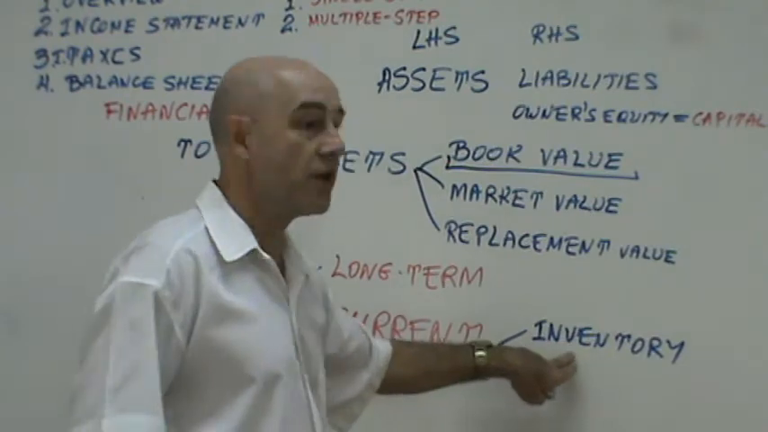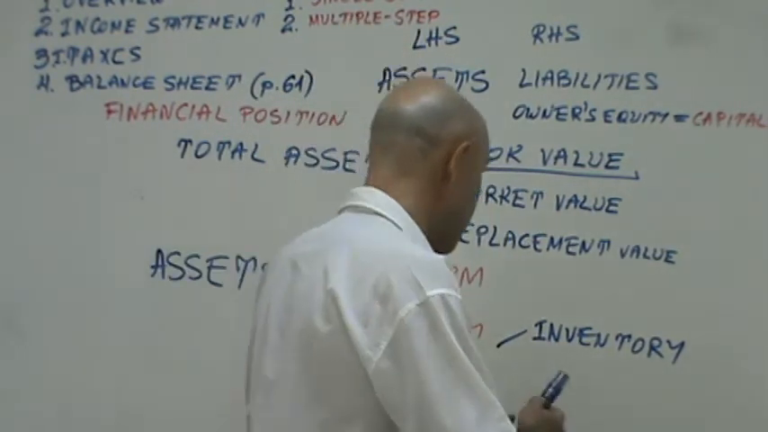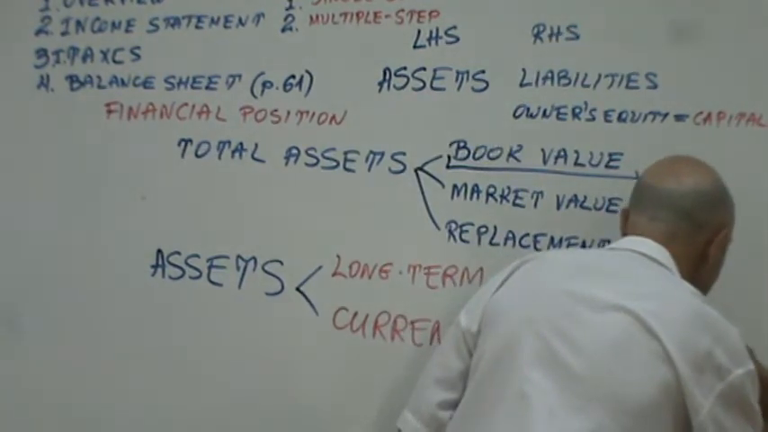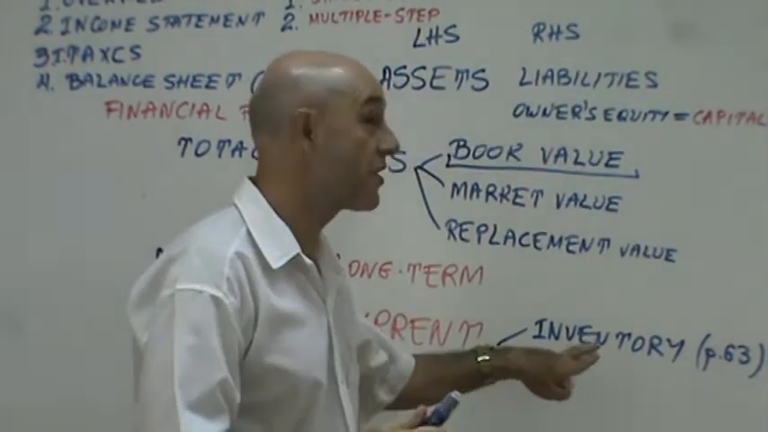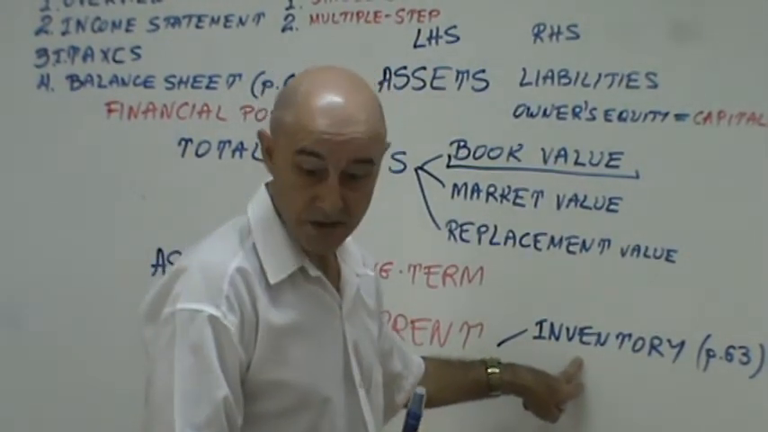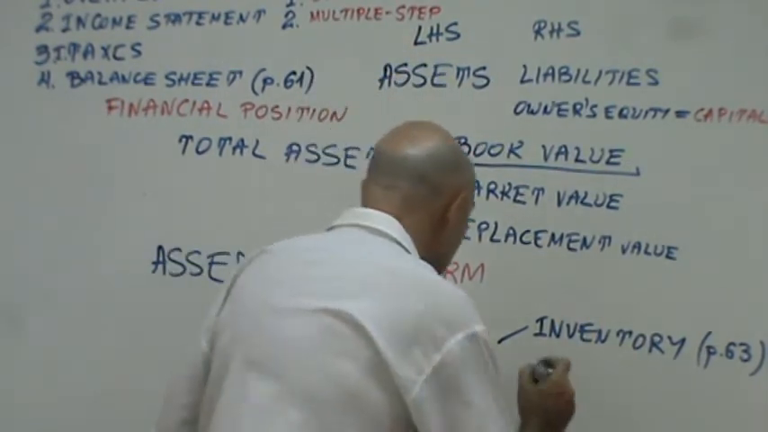Current assets will include, now moving on to page 63. You got a textbook? Is it on 63? 63? Alright, so inventories.